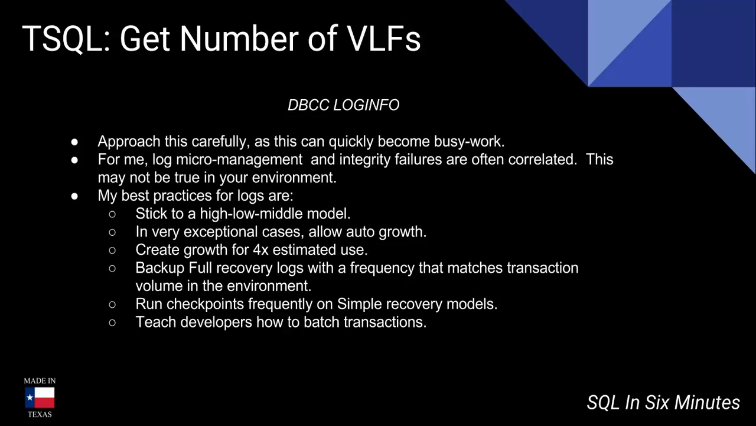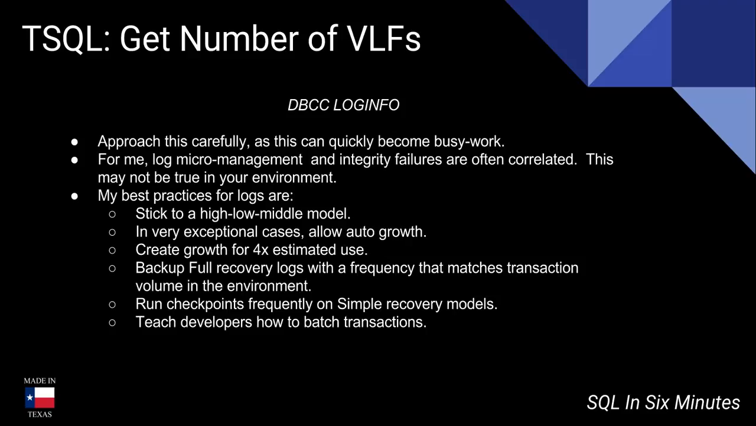In very exceptional cases, I allow for auto growth. Very exceptional. I create growth at 4 times the estimated use. So if a big environment says, well, we're going to be running transactions of 100,000, I'm like, yeah, it's going to be closer to about 400,000. I back up full recovery logs with a frequency that matches the transaction volume in the environment. I run checkpoints frequently on simple recovery models. And then, of course, I teach developers how to batch transactions. I don't like seeing the active transaction error that you get.